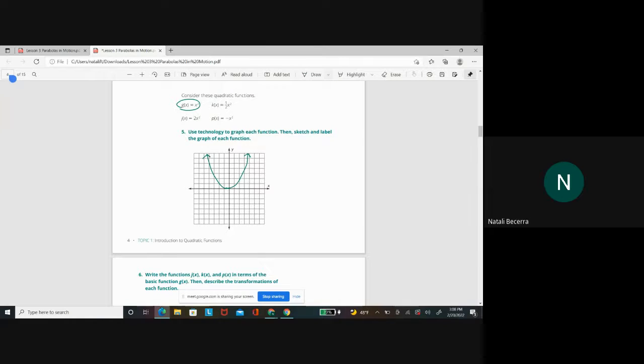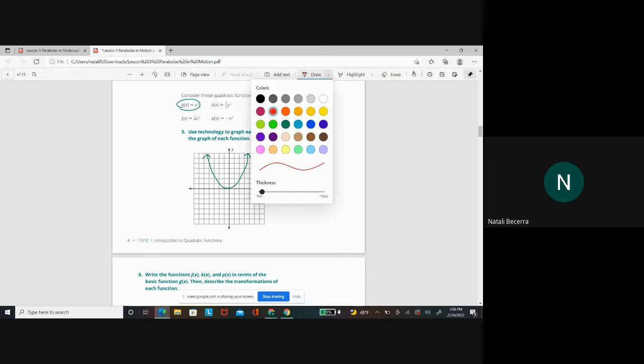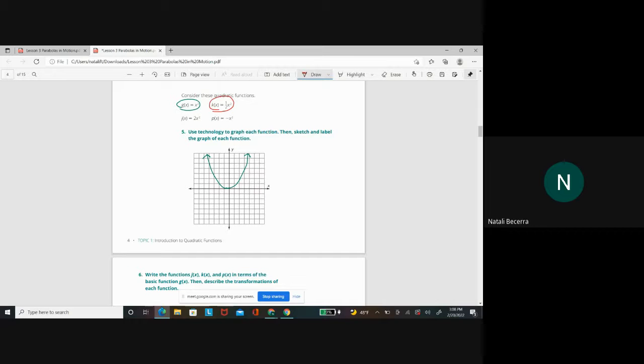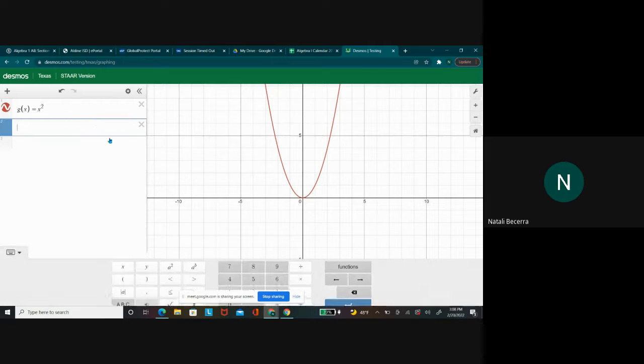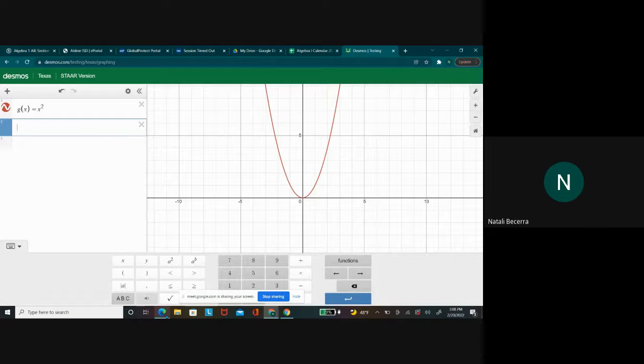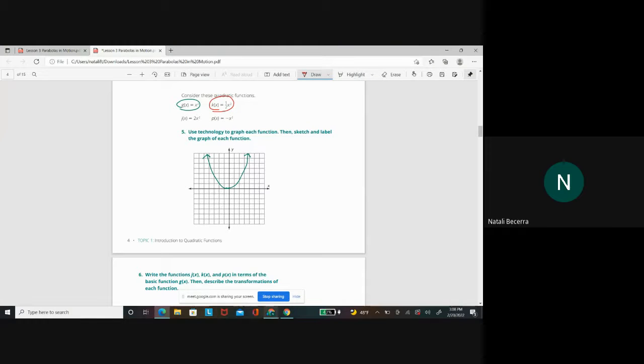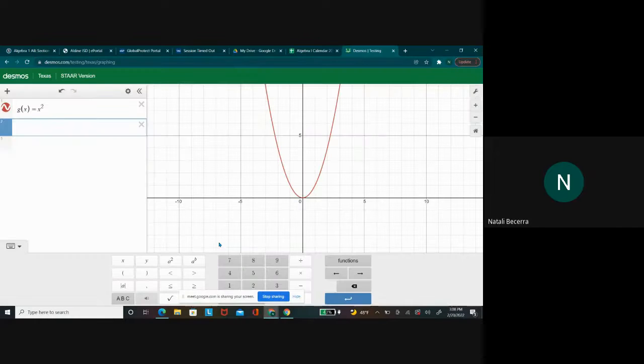Now let's go ahead and graph this one. So this one looks a little bit different from the vertical translation that we did. Okay, so let's see what happens whenever we draw that one. So we have k of x equals 1/2 x squared.